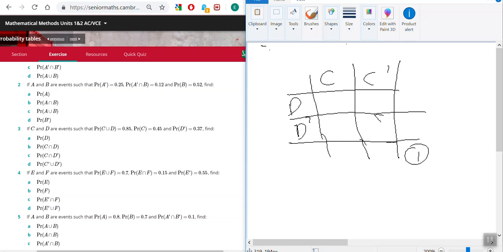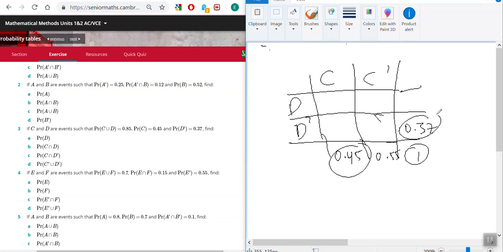We're given C union D. Now, probability tables don't give you union information directly. You've got to work them out, so we'll use that a bit later. We know probability of C is 0.45, so you just put 0.45 there. We know that probability of not D is 0.37. Now, from here we can work out some probabilities, but not all of them. We know that this adds up to 1, so this has to be 0.55.